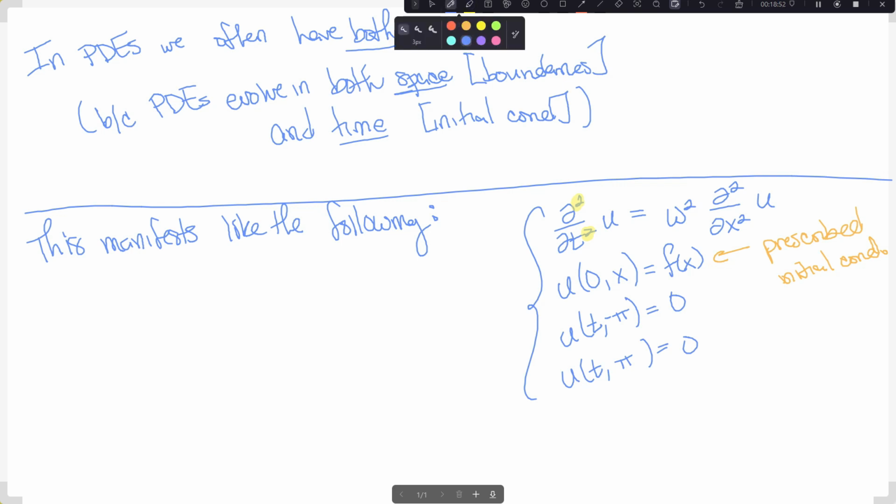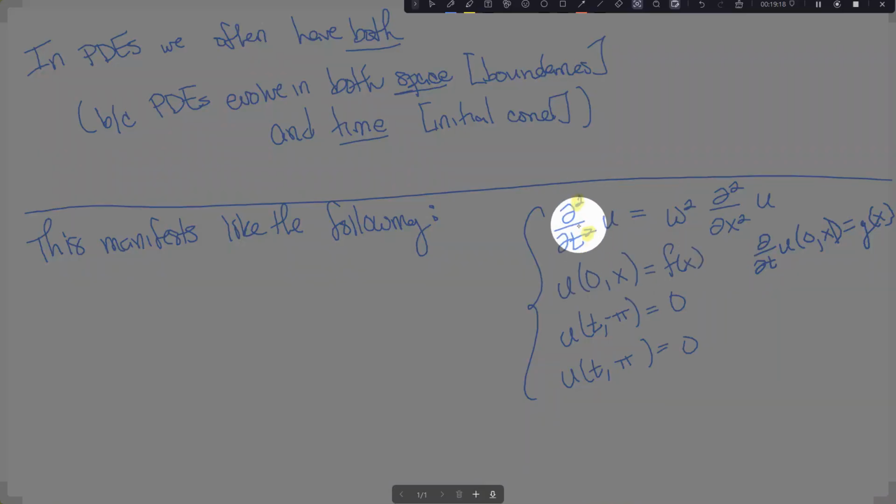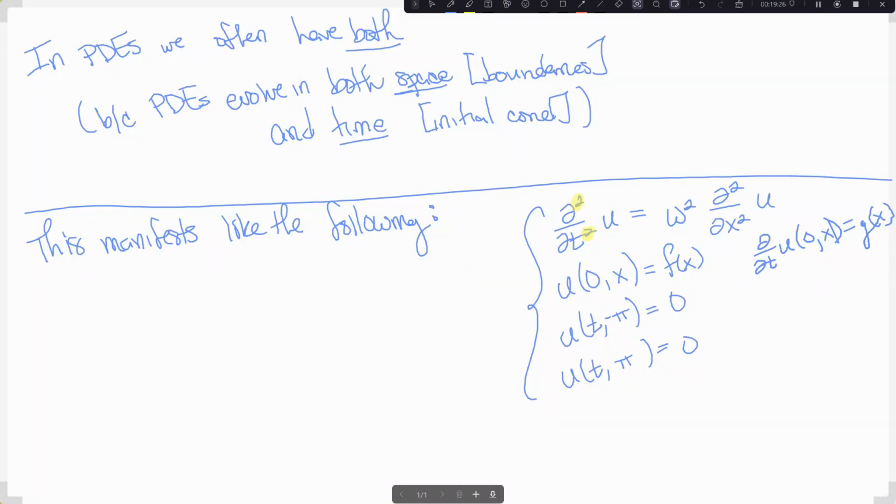So we also have the first derivative in time. How should I notate that? Partial t of u at 0 and x, maybe that's g of x. And so we end up with 2 initial conditions because we have 2 temporal derivatives. So you have 2 initial conditions, and then you have 2 boundary conditions, and these are your boundaries because we have 2 spatial derivatives. So that's just something to keep in mind.